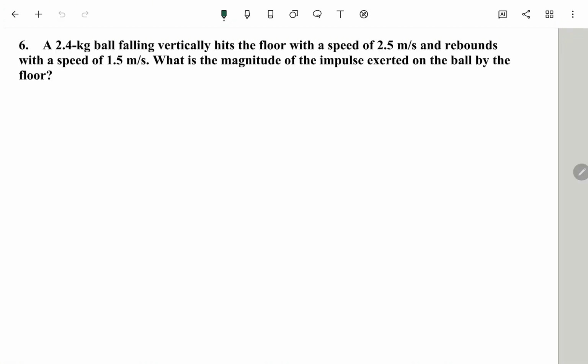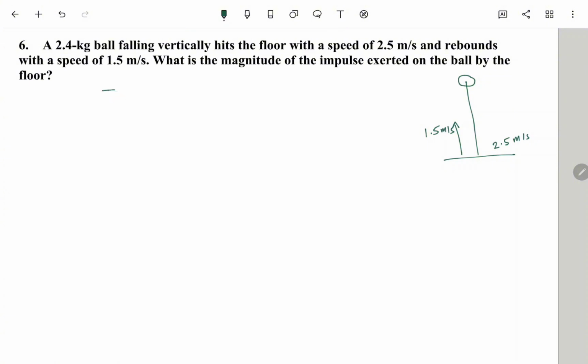A 2.4 kilogram ball falling vertically hits the floor with a speed of 2.5 meters per second and rebounds with a speed of 1.5 meters per second. What is the magnitude of the impulse exerted on the ball by the floor? Now here's the ball. It falls and hits the ground with velocity equal to 2.5 meters per second and rebounds with velocity equal to 1.5 meters per second. Now the question is, what is the impulse?